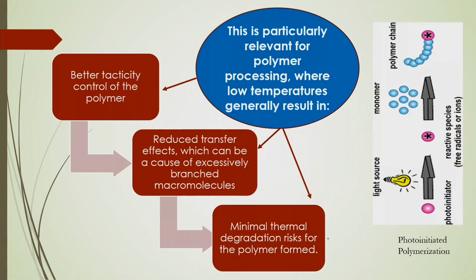So, in this case you will see the schematic of this photo initiated polymerization given in the slides. Here light sources are used with a photo initiator. After that, reactive species will be formed based on the absorption of the photon, and free radicals or ions will be formed, and then the monomer, the polymer chain, will be formed based on this reactive environment.